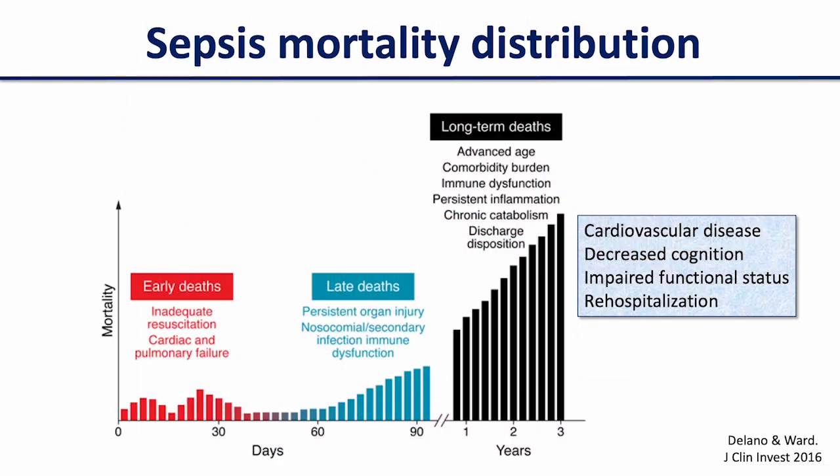And in fact, when we look at the distribution of sepsis mortality in time, we can see three patterns. There's early deaths and late deaths, which both occur in the hospital during the initial admission for sepsis, but the majority of sepsis-associated mortality occurs after discharge, later on in the years after hospital admission.